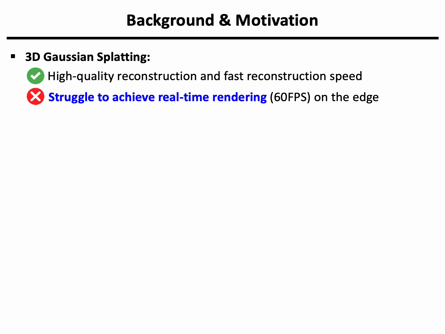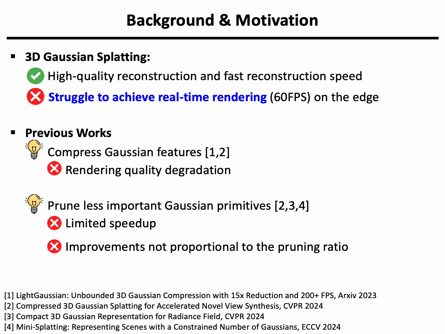However, we find that 3D Gaussian splatting still struggles to achieve real-time rendering on edge devices like AR/VR headsets or smartphones, where real-time rendering is highly desirable for immersive user experience. There are some previous efforts for accelerating 3D Gaussian rendering, for example, compressing Gaussian features through quantization or distillation, but they usually lead to rendering quality degradation.